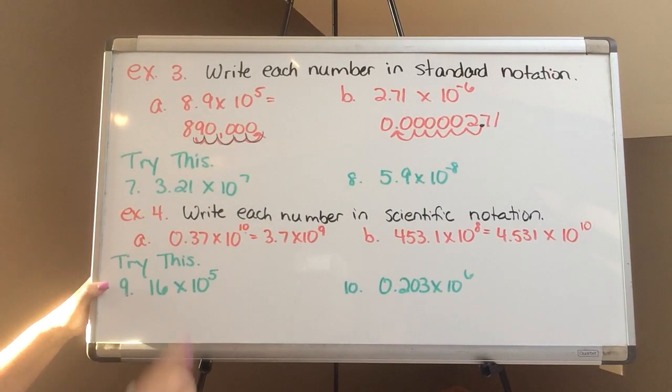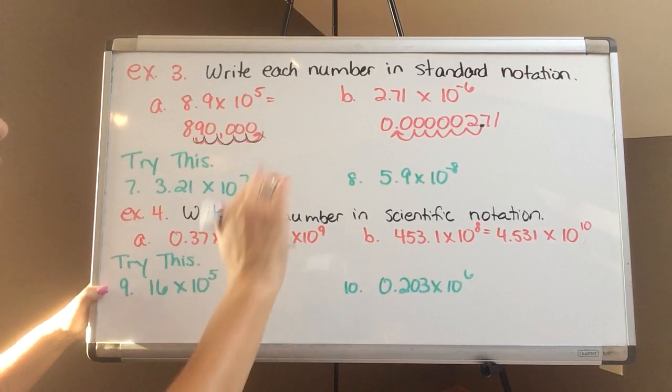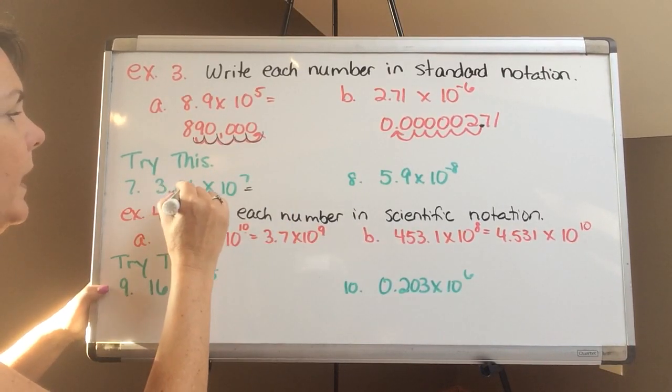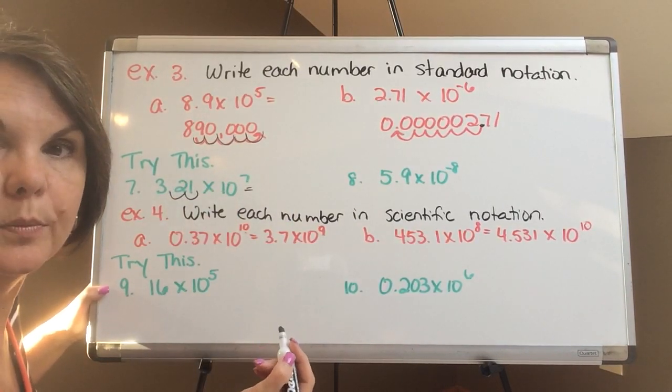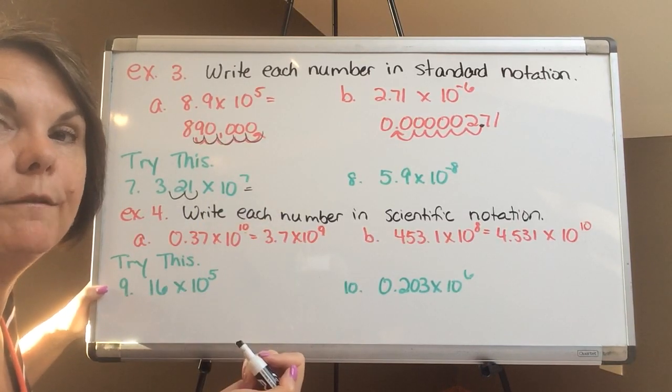All right, let's try a couple. 3.21 times 10 to the 7th, it's a positive exponent, so I am going to go to the right. 1, 2, and I've run out of room. So if I have to go 7 places and I've only gone 2, that means I have to add 5 zeros.